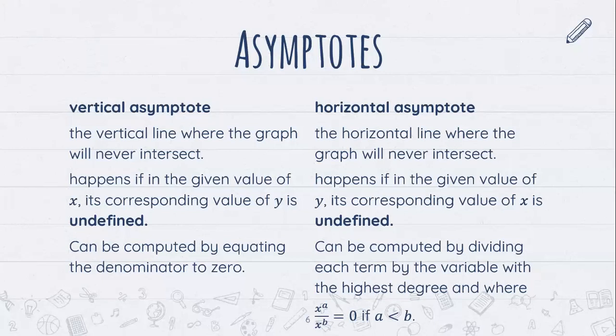Ayan. So, kabaliktaran siya ni X-Intercept. Kung si X-Intercept, kinocompute or in-equate sa 0 yung numerator, si vertical asymptote is in-equate yung denominator. Make sure that before you equate the numerator or the denominator to 0, dapat po na-simplify nyo na yung function.